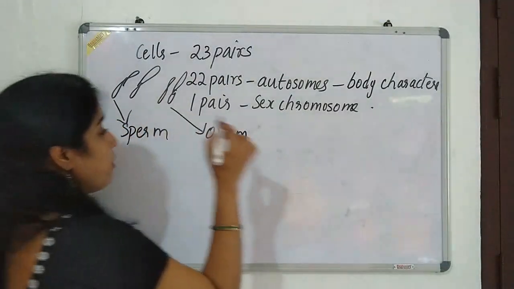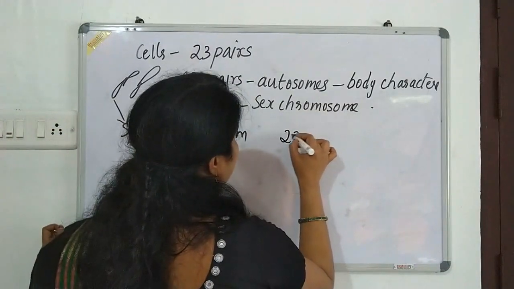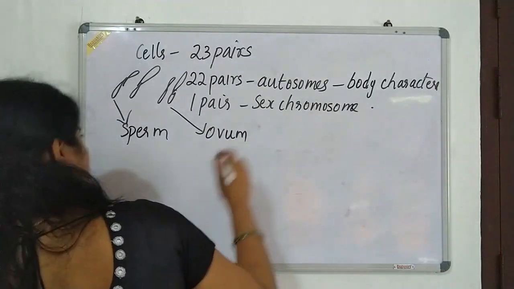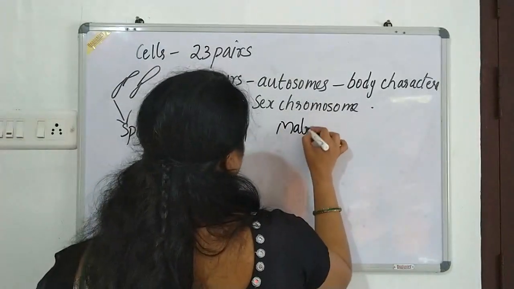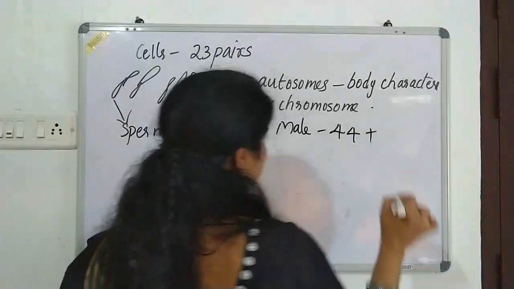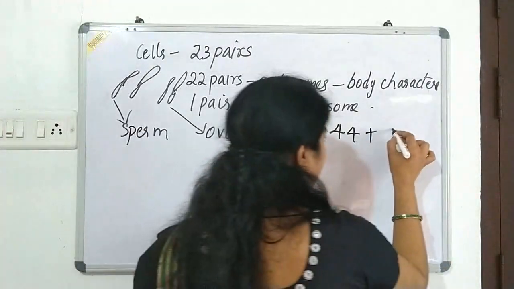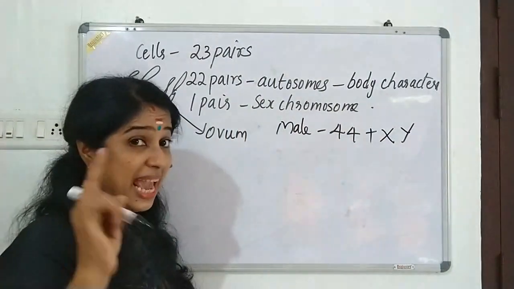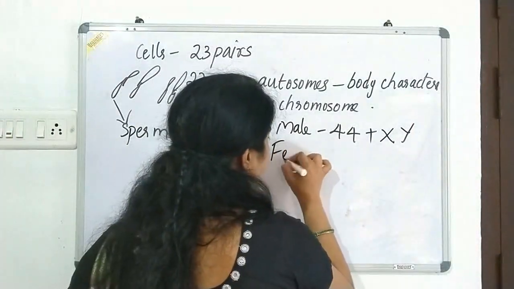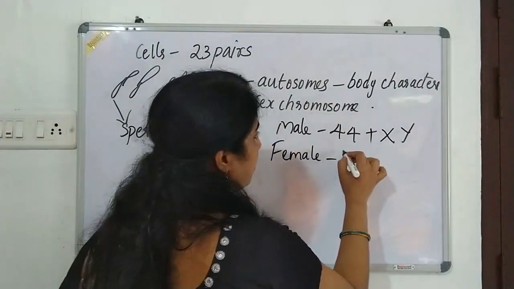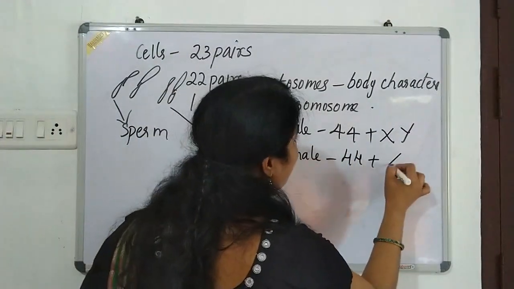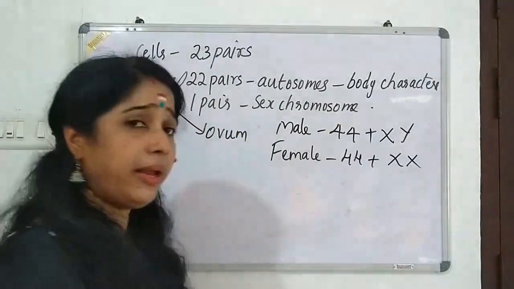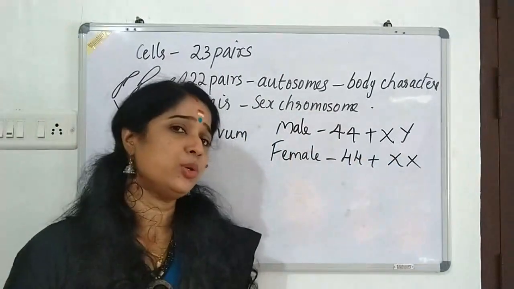In the case of male, we can see 22 pairs, that is 44, plus the sex chromosomes, very, very important. One is X and one is Y. In the case of female, 44 plus, both chromosomes are X. Here, if X comes to the gamete, no problem. Another X comes to the gamete, no problem.